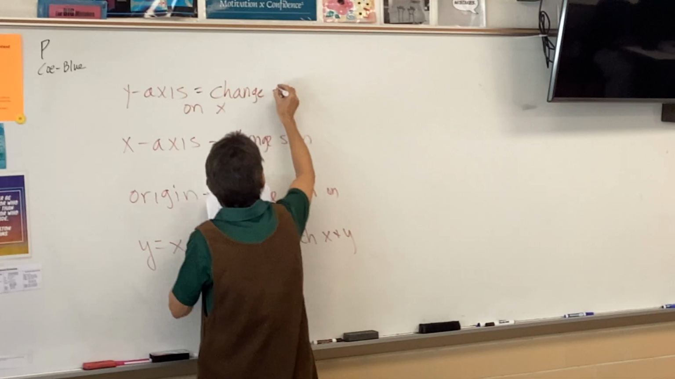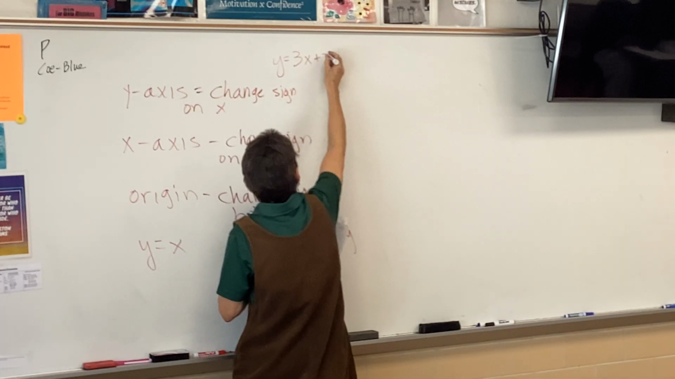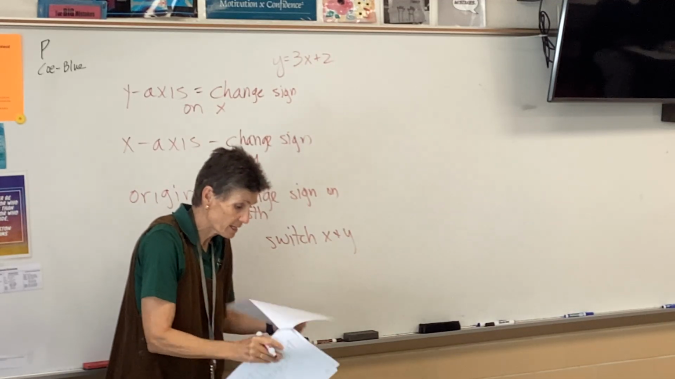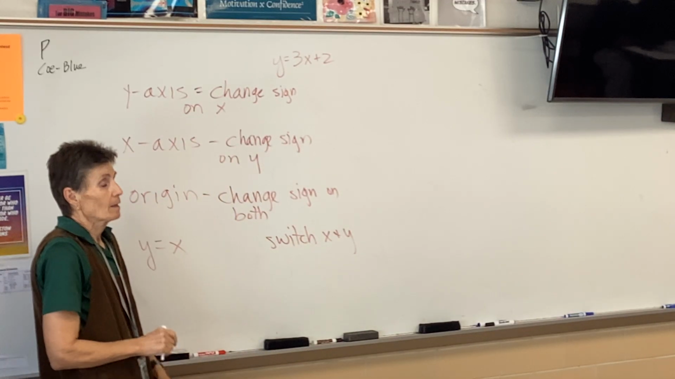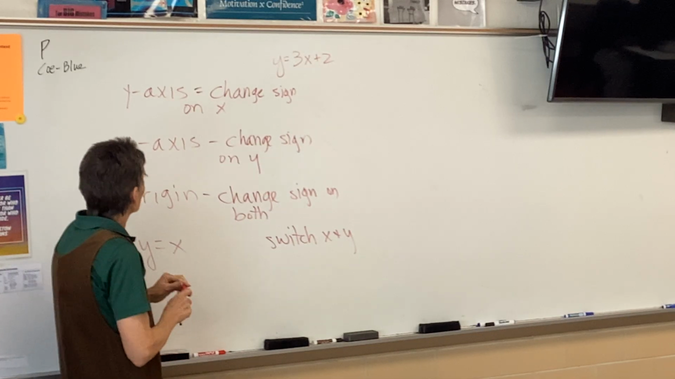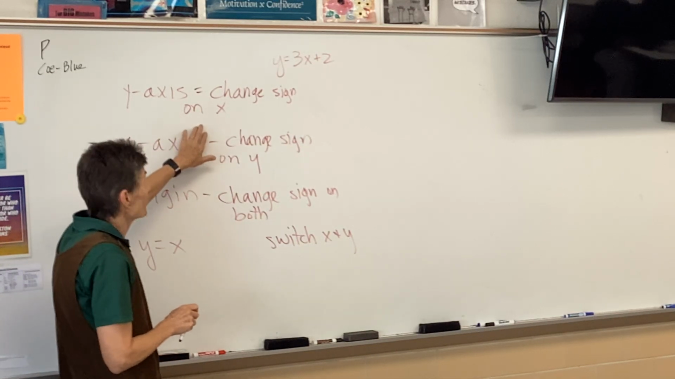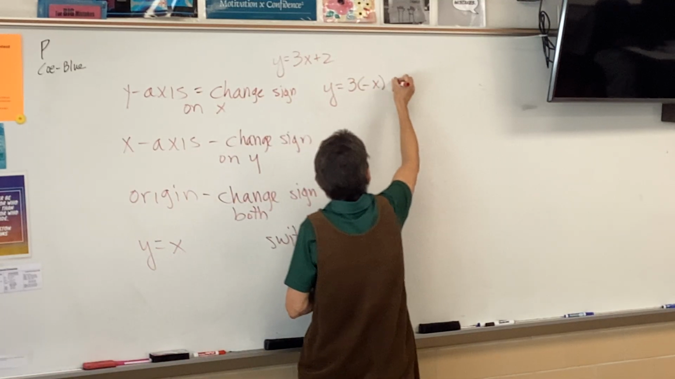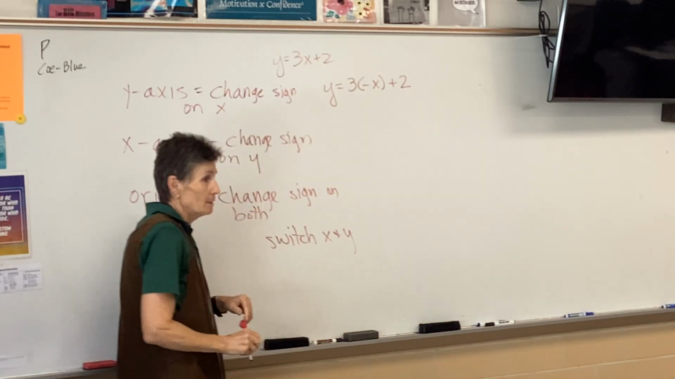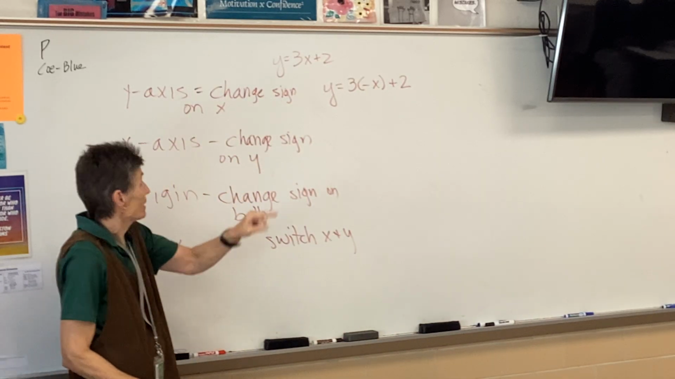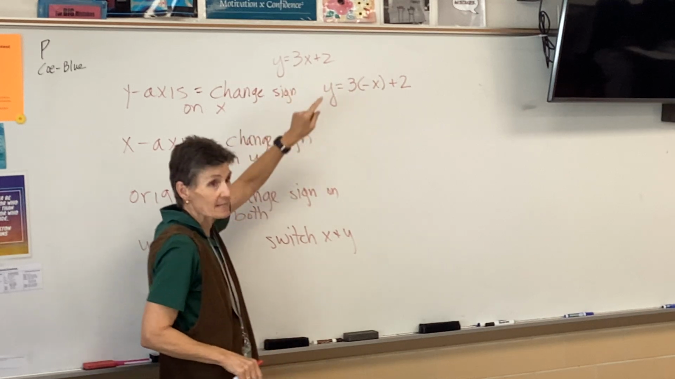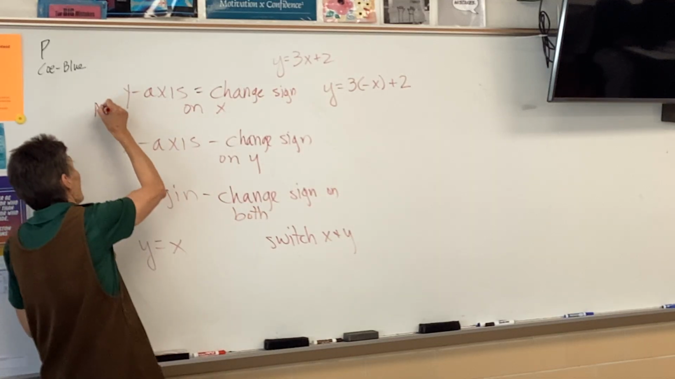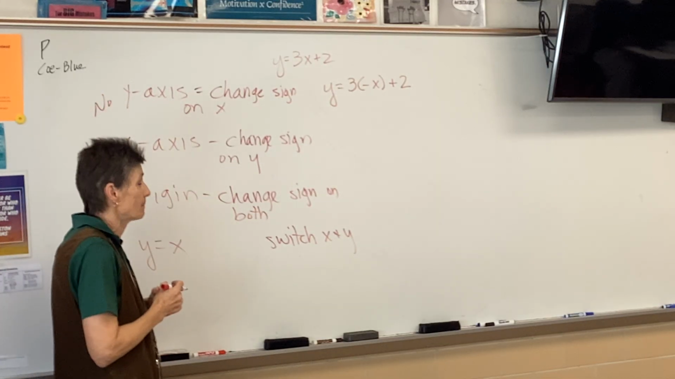All right, so our equation is y equals 3x plus 2. We're doing our tests of symmetry. If we do y-axis first, we're going to change the sign on x. So y equals 3 times negative x plus 2. If you're going to say yes, that has to be exactly the same as that. Is it? I don't need to work it out. I can tell it's not.